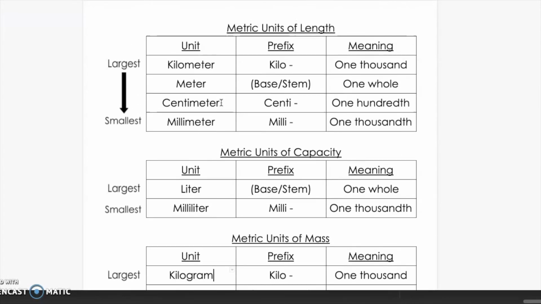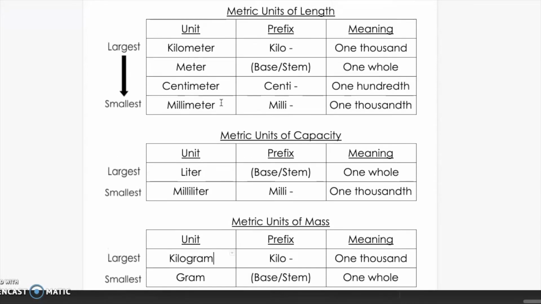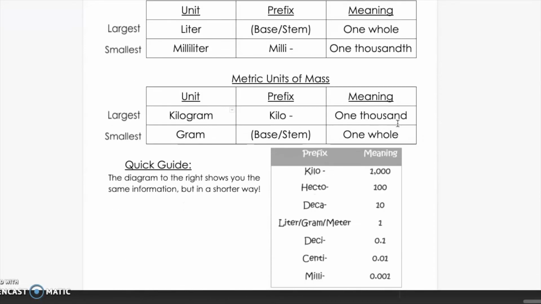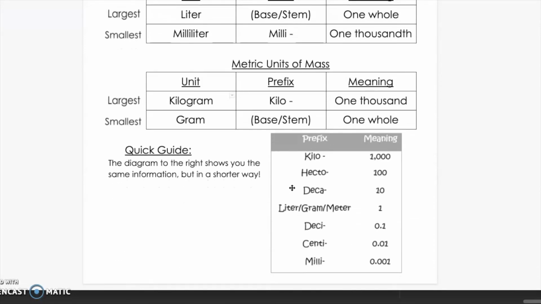Now I know sometimes a lot of words at once can be pretty confusing. Hopefully the table made it a little easier to look at, but if it's still a little too much, at the very bottom, I've put a little picture of a table. It is a simplified version of everything that I just said. There are some extra units in here that I'll go over with you, but it means the same exact thing that we just talked about. So you'll notice in the middle, it has liter, gram, and meter. Those are all of the base words that we use in the metric system.